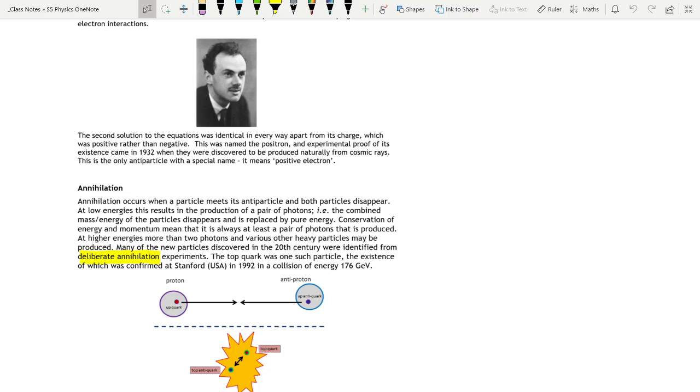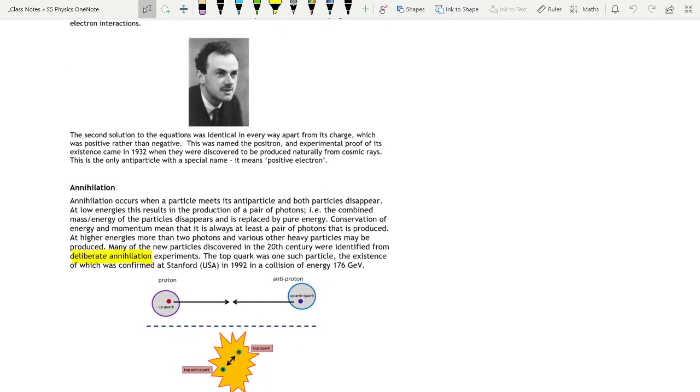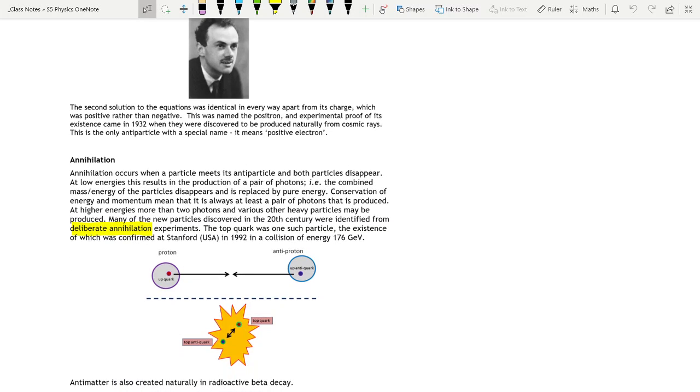Okay. The second solution to the equations that Dirac proposed was positive rather than negative, and he named it the positron, the positive counterpart of the electron. Experimental proof of its existence came in 1932, when positrons were discovered to be produced naturally from cosmic rays. This is the only antiparticle with a special name. So a positron is a positive electron. The others are just anti-whatever.